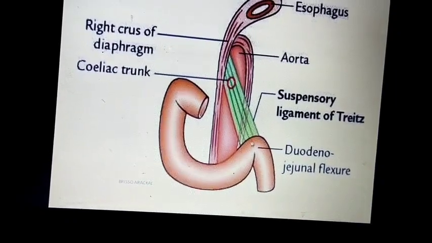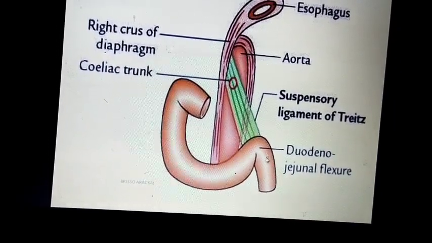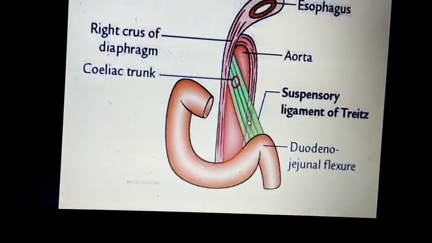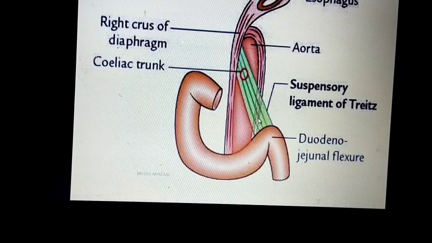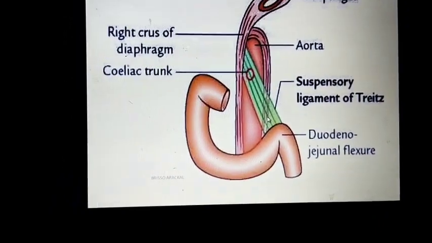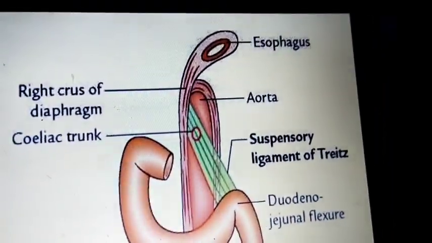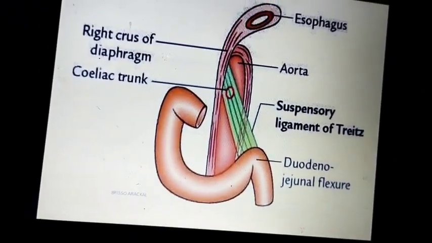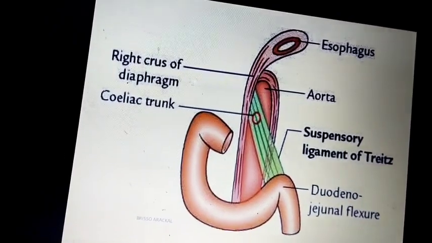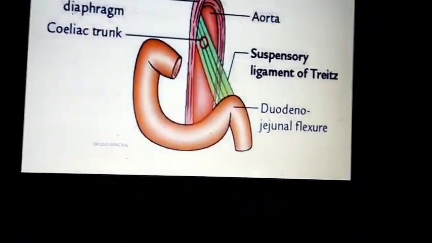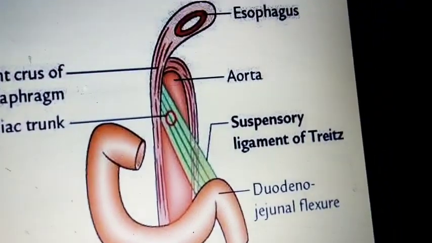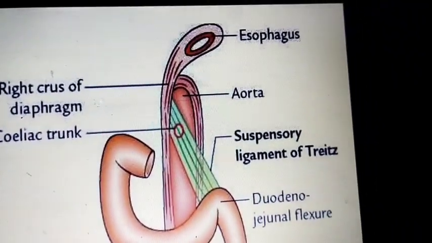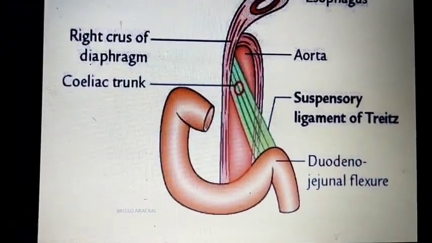Because of that, this flexion or curvature is formed because of the attachment of this ligamentum of Treitz. The applied anatomy of this ligament is that its main function is to fix the duodenojejunal flexure, and it prevents the dragging of the ileum, which is loaded.